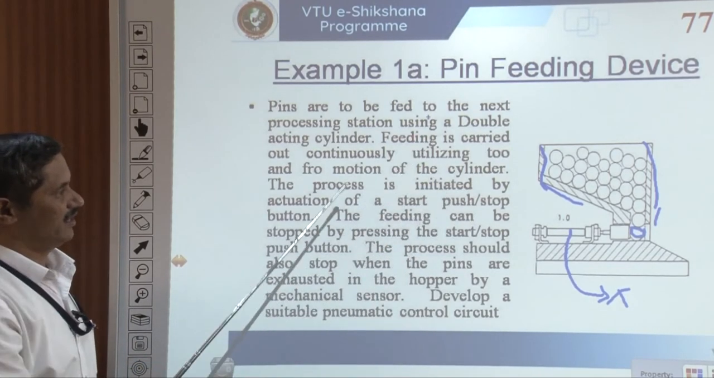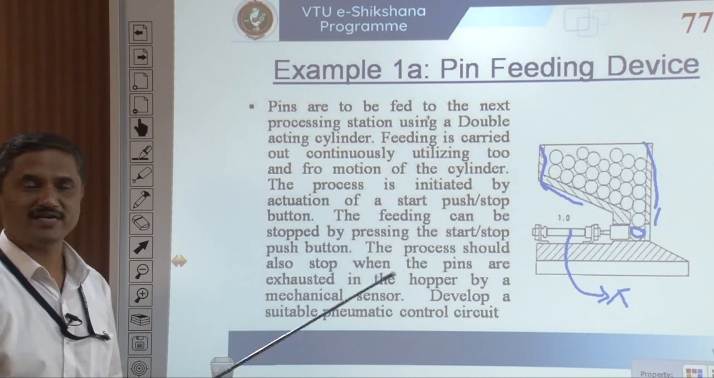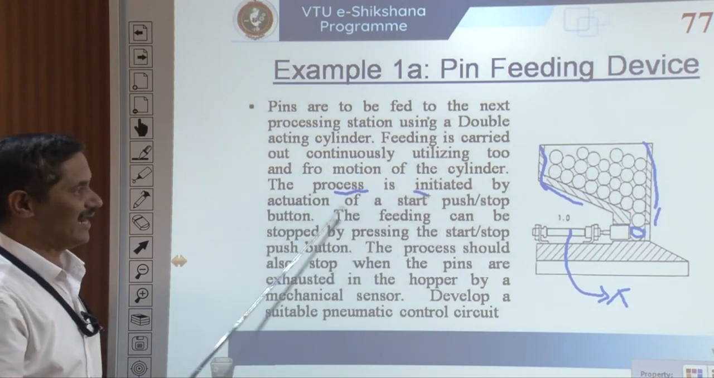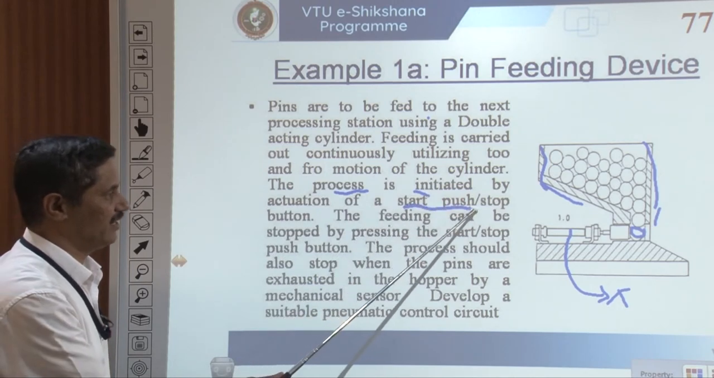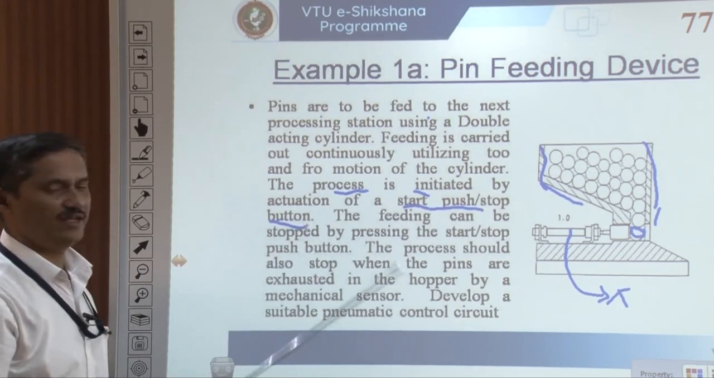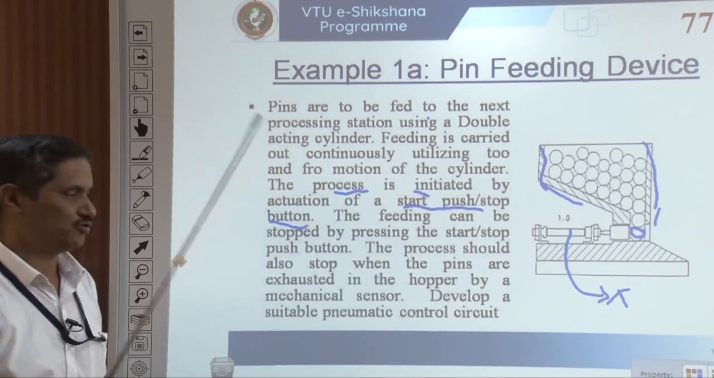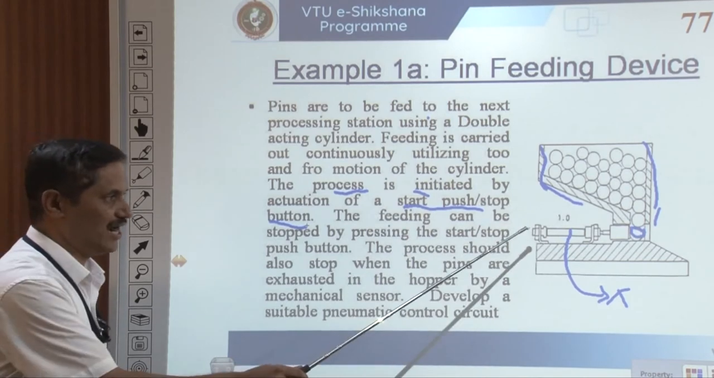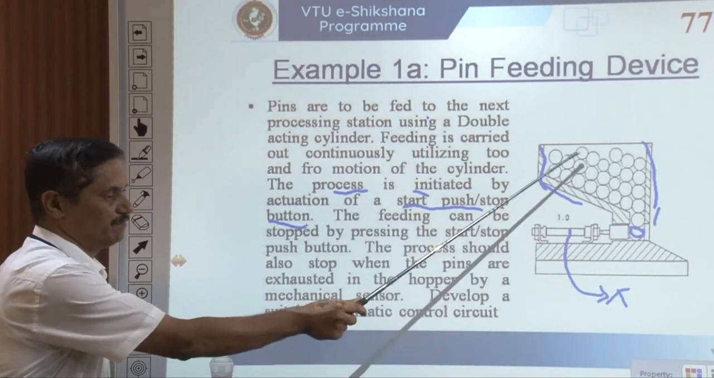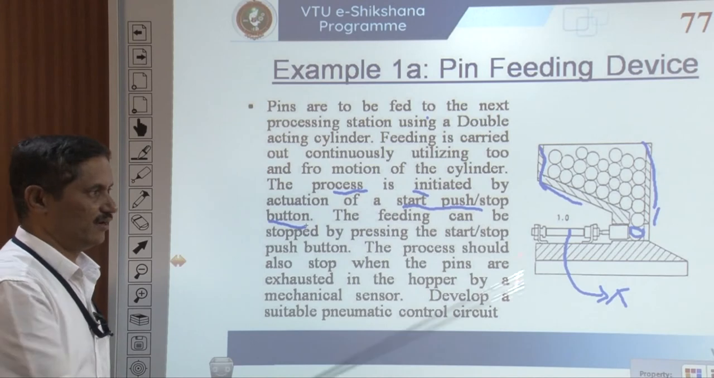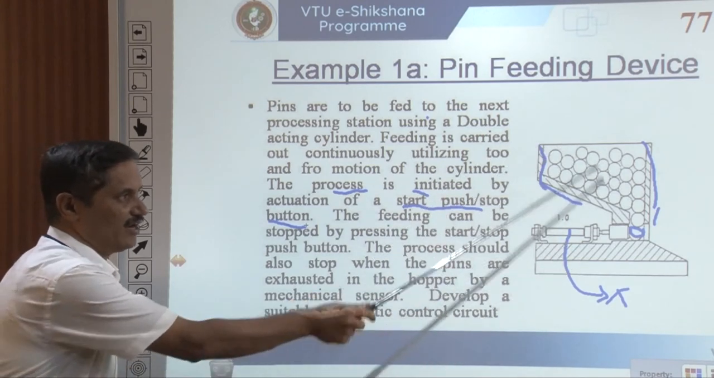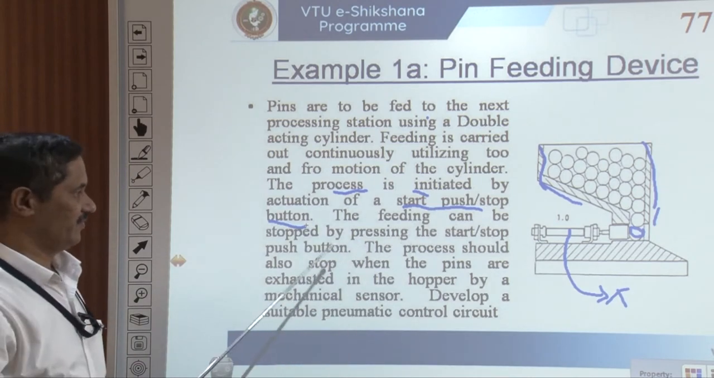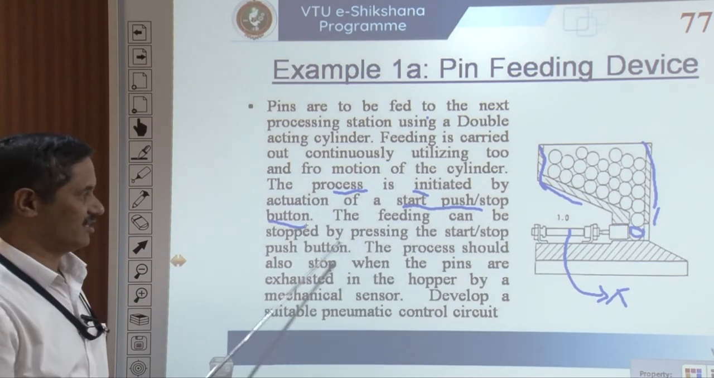The process is initiated. How do we start this? The process is initiated by actuating a start stop push button. It means we will give you one start stop push button to start and stop this. Once you start it, all the balls or pins will go to the subsequent station. Once you press it again, it can stop the total system. Such a condition: stopped by pressing the start stop button.